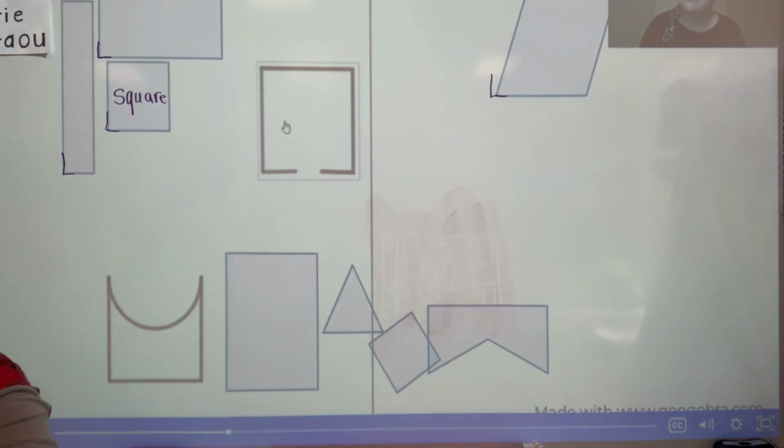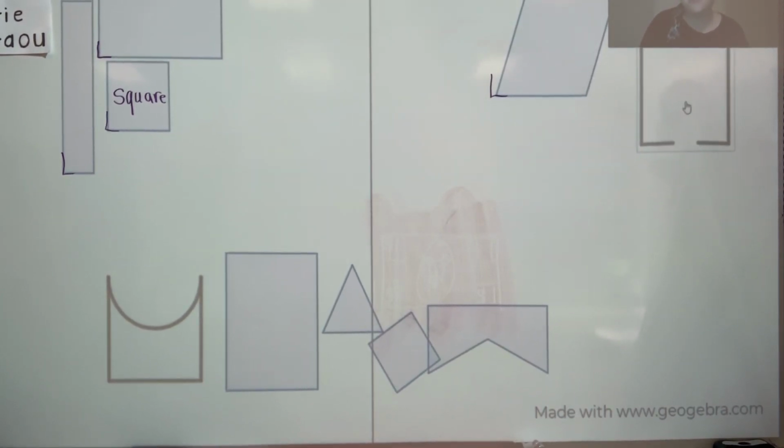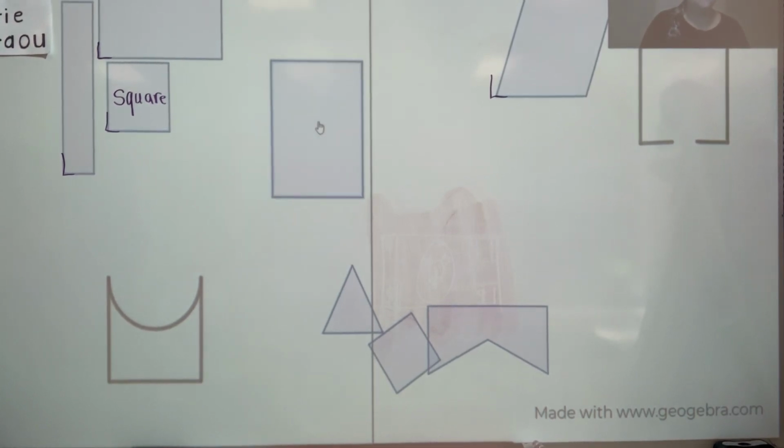Very good. Let's see what Ms. Hawkins says. It is not a closed shape, is it? It has this space right here that does not make it a closed shape. So it cannot be a rectangle. Good job. What about this shape?